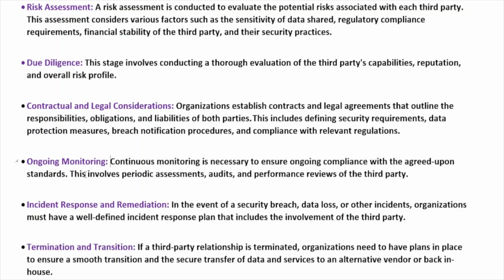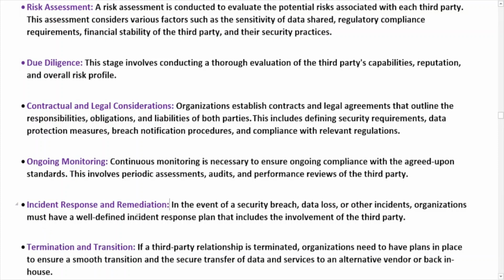In our example, the bank continuously monitors the payment processing company's security practices, their performance, and their compliance with the agreed upon standards. They also periodically assess the company's security controls, and conduct audits to identify any vulnerabilities or non-compliance issues as well. The next step is incident response and remediation.